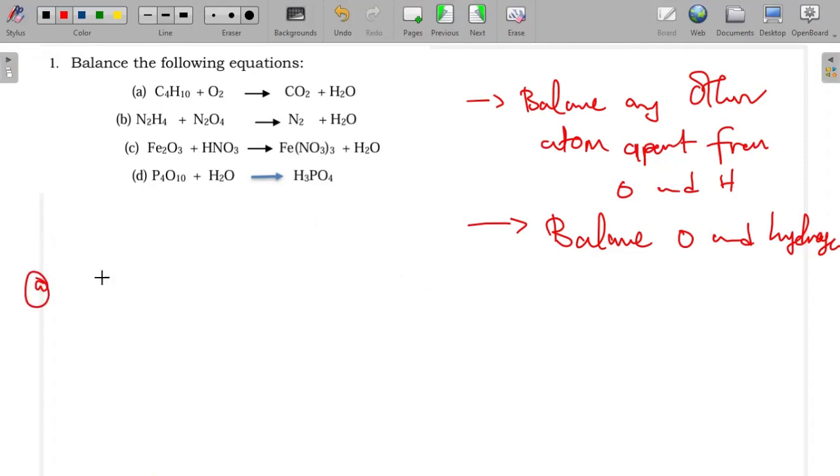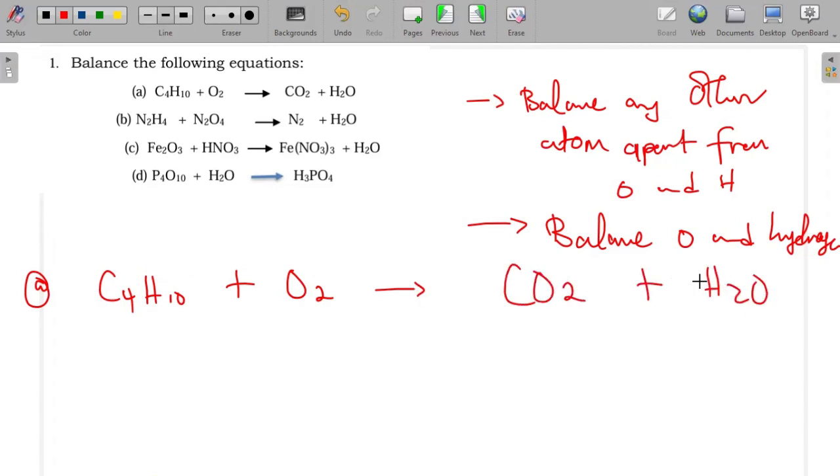The first chemical equation is C4H10 plus O2, and this produces carbon dioxide plus water. Here we see that we have carbon, oxygen, and hydrogen. So we start by balancing the carbon. On my left-hand side, I can see 4 carbons, but on this side I can only see 1. So what do I do to balance it? I add a 4 here.